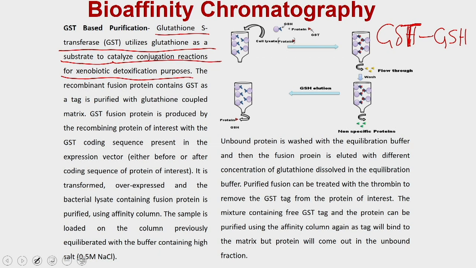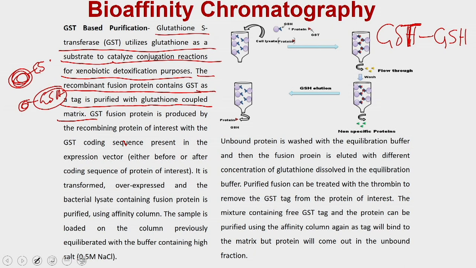detoxification purposes. Now what you have to do is produce a recombinant protein, which is going to be a fusion protein that contains GST as a tag, to purify on the glutathione-coupled matrix. So in this case your matrix is going to have the GSH, and your enzyme is present as a chimeric protein.